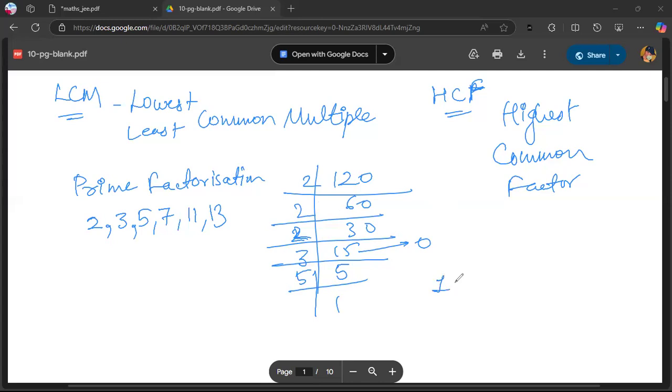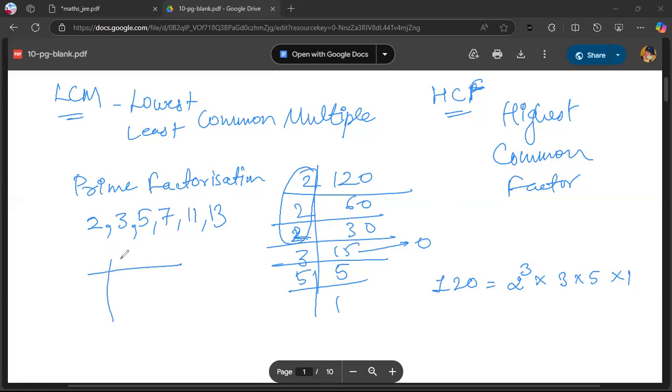And how will we write it? 120 is 2 into... how many times is 2 coming? 3 times. Then 3 into 5 into 1. Okay, so this is about 120.